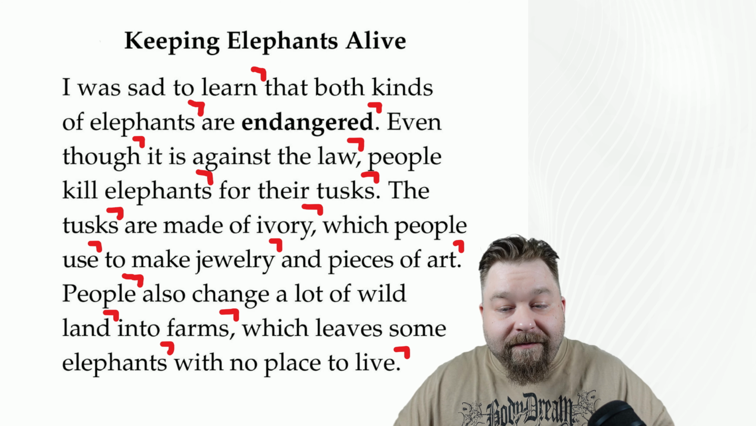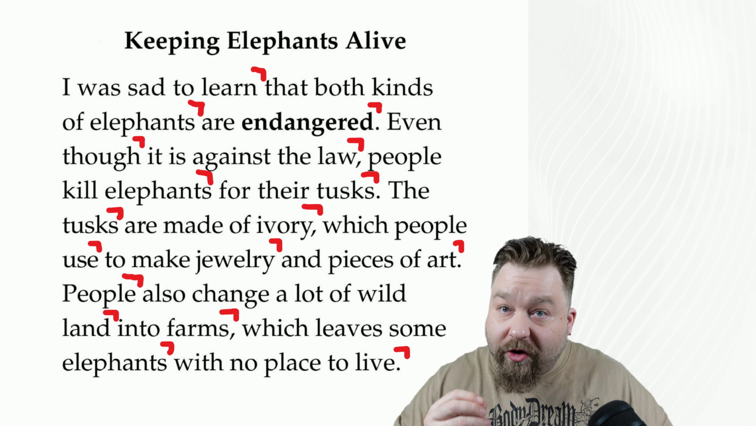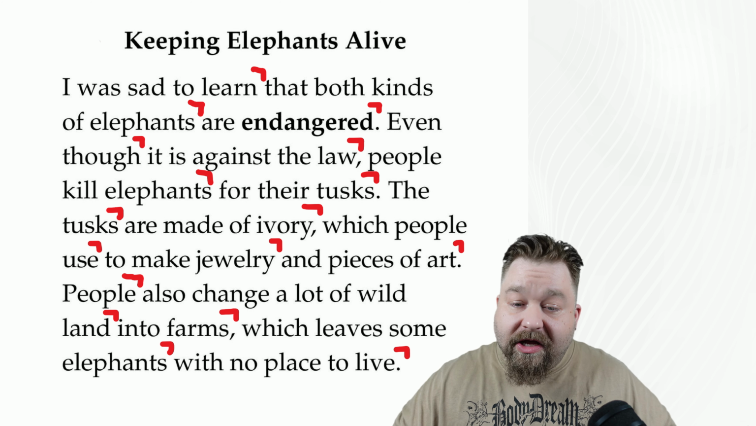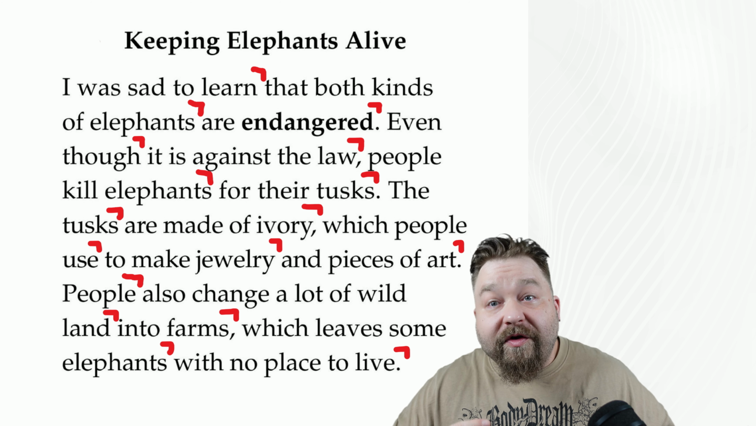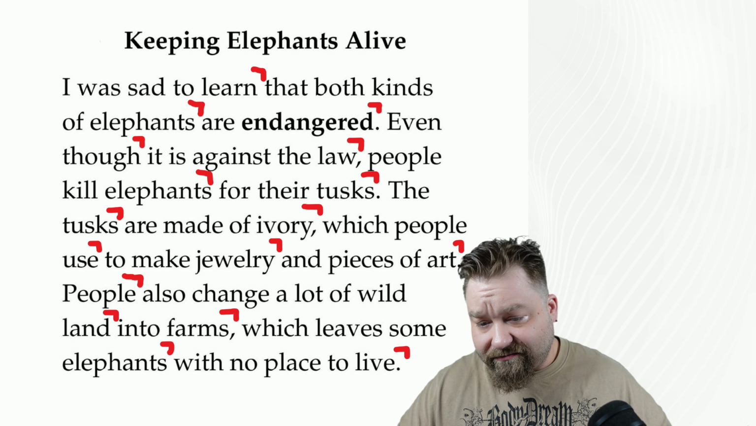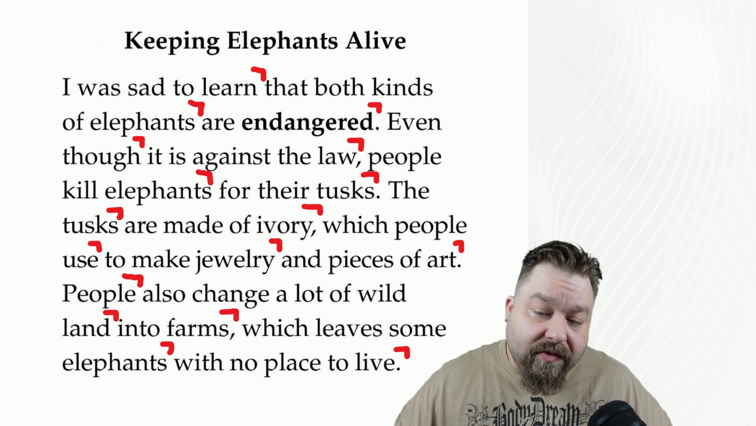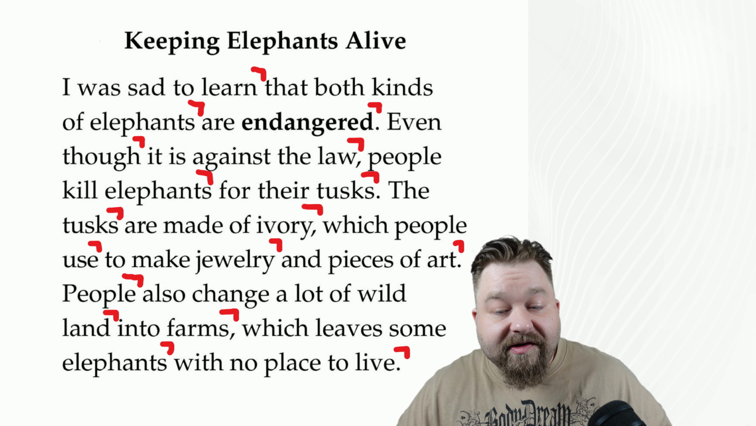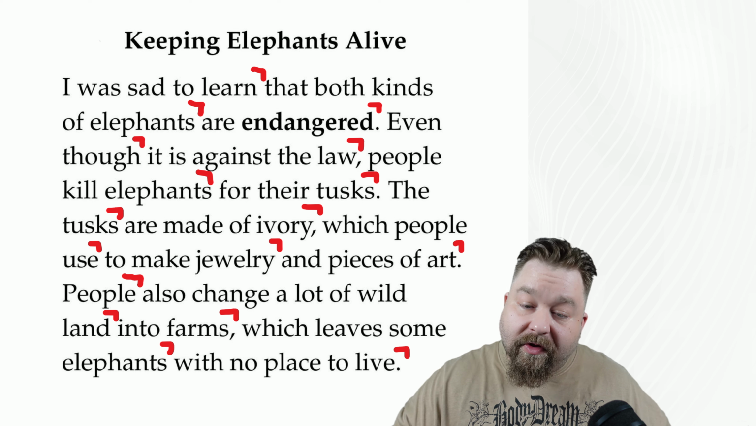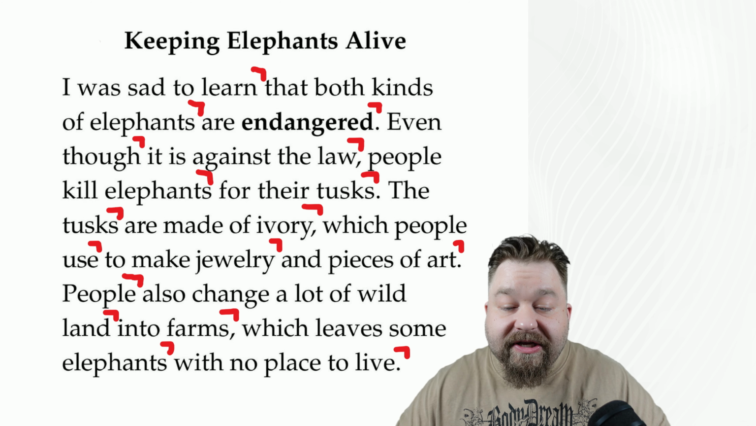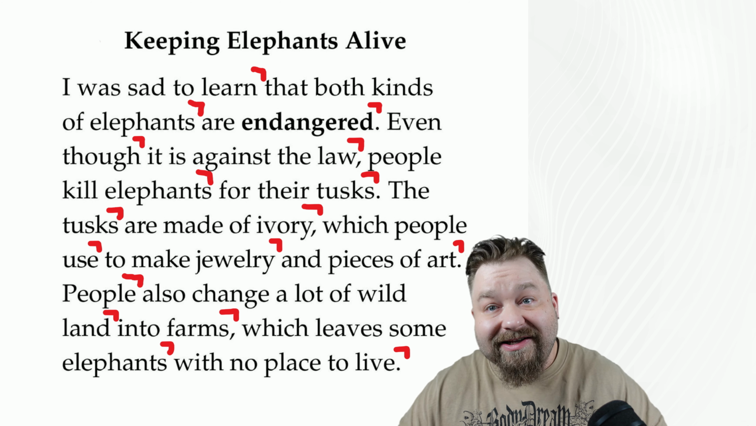I was sad to learn that both kinds of elephants are endangered. Even though it is against the law, people kill elephants for their tusks. The tusks are made of ivory, which people use to make jewelry and pieces of art. People also change a lot of wild land into farms, which leaves some elephants with no place to live.